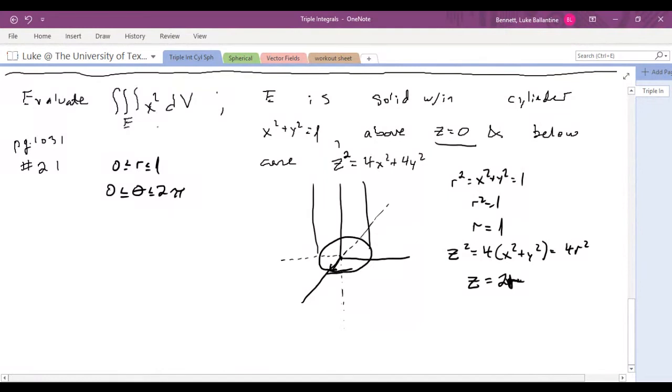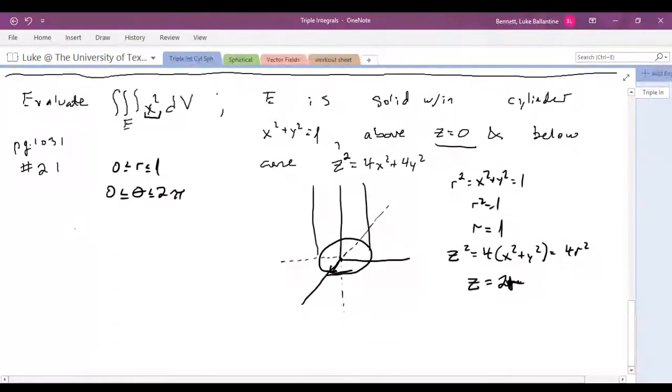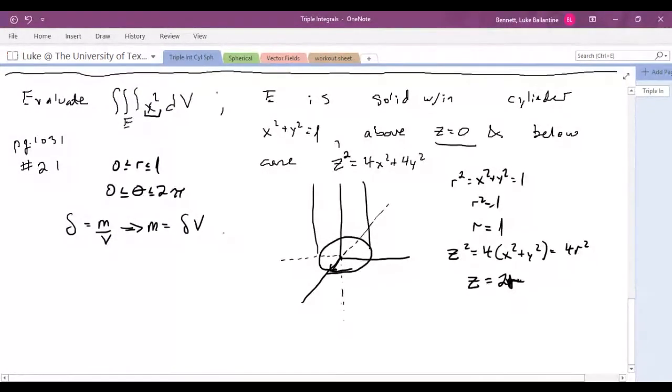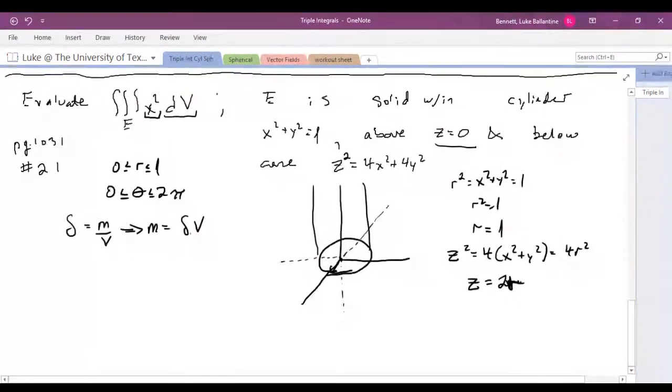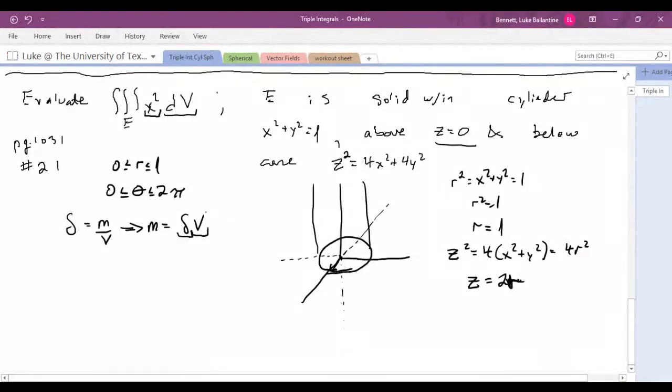Now this integrand is something other than 1, so this doesn't actually calculate volume. If x squared was the density function of this solid, then this would calculate mass, because density is equal to mass over volume, which implies mass is equal to density times volume. So dV is like our volume, and if x squared was our density function, then this would equal mass.